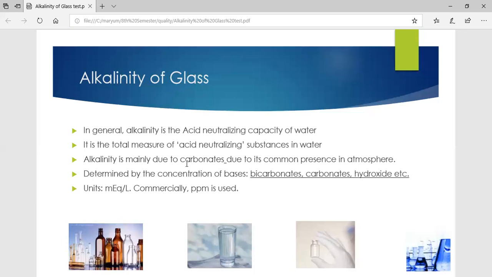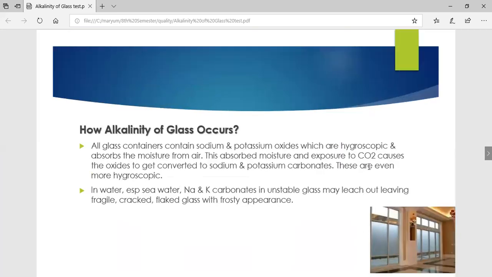So basically, the alkalinity is the determination of the concentration of the bases like bicarbonates, carbonates, and hydroxide, which are formed due to the reactions of potassium and sodium in the glass with the oxides and carbon dioxide in the air. The unit we use for this purpose is meq per liter, milli equivalent per liter, or ppm, parts per million.